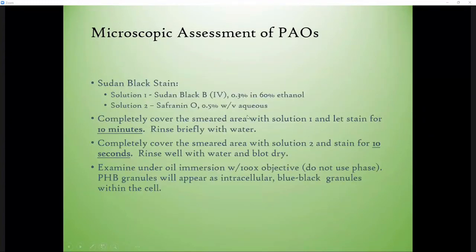So this is kind of the Sudan black stain. I'm not going to go into detail about it, but it's a simple stain. You've got 2 solutions. One you put on for 10 minutes, and then you rinse it off, and the other one you put on for 10 seconds, and you rinse it off.